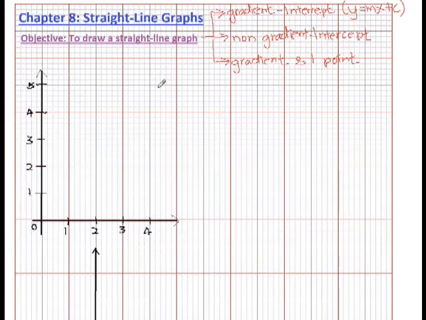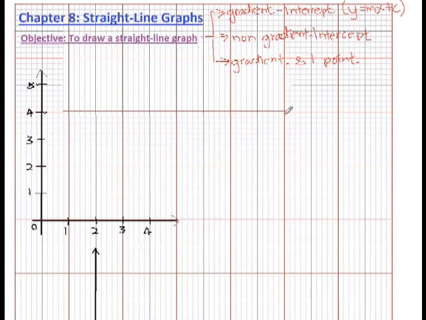In this video, you are going to learn how to draw a straight line graph. To draw a straight line graph, only 2 points need to be known. Once these have been plotted, the line can be drawn between them and extended if necessary at both ends.